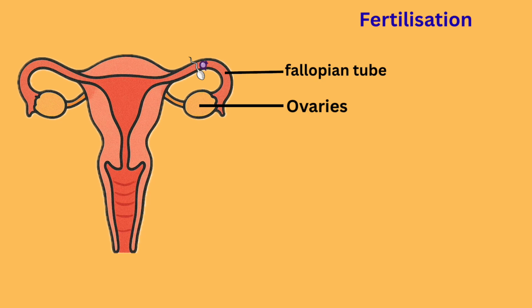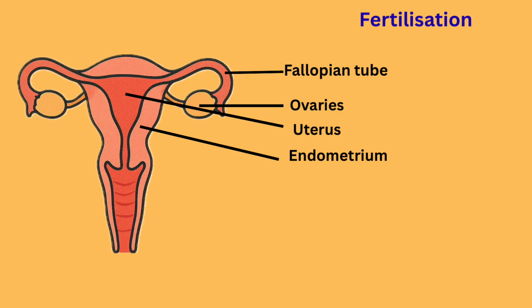If fertilization takes place, the zygote begins its journey down the tube towards the uterus, a thick, muscular organ shaped like an inverted pear. The uterus is designed to house and nourish a developing embryo. Its inner lining, called the endometrium, undergoes changes every month under the influence of hormones. It thickens with blood vessels in preparation for a possible pregnancy. If no fertilization occurs, this lining is shed during menstruation.